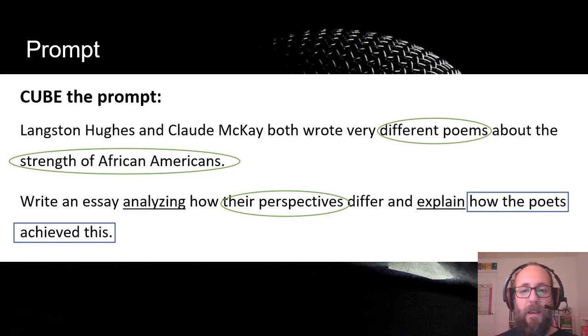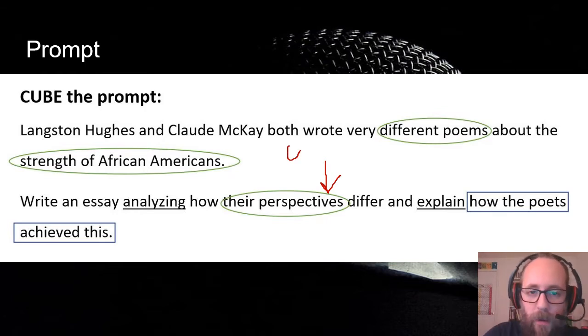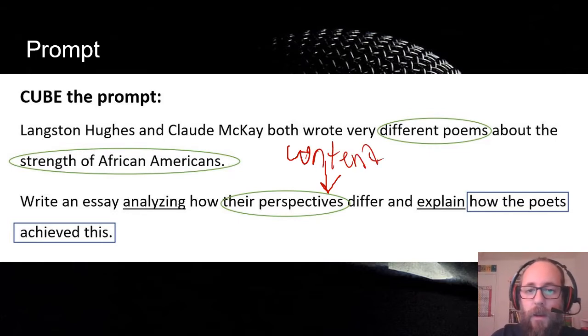Okay, so I can identify how their perspectives differ, because I can just look at the content and see how they differ. How the poets achieve this? What do you think we're talking about? If this is content, let me see if I can write. That'll be a game changer. Oh yeah. Content. What might this be?